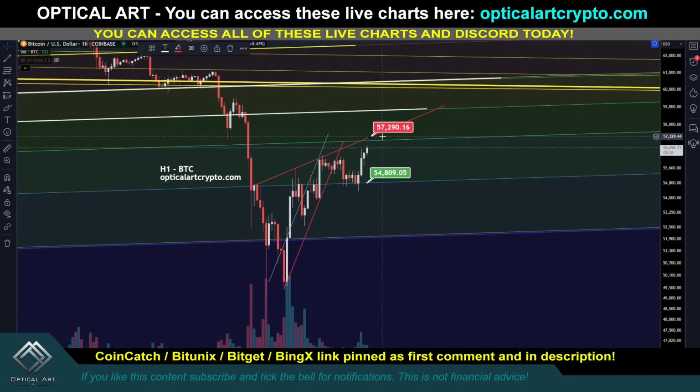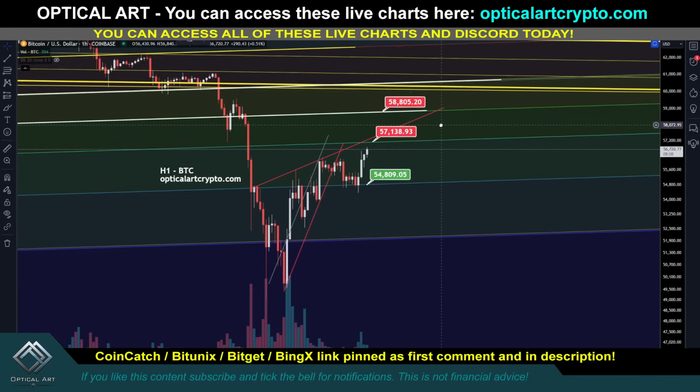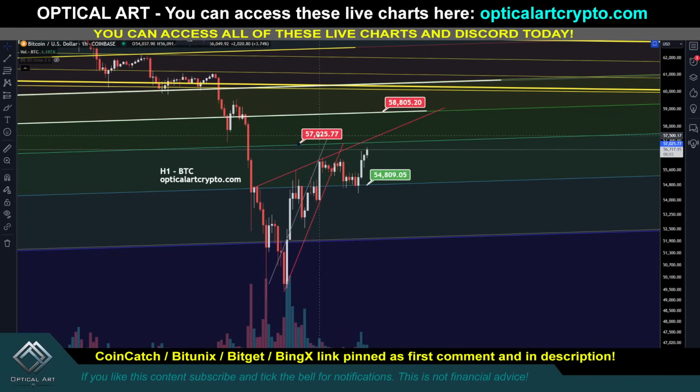Well, if we get above 57,290 or hold support above 57,138, then it's very likely we're headed up to potentially 58,800. We could get a wick up there and then come back down. But I'm just showing you this is how you play on the hourly. But again, you have this fib channel line, price will respect, and you have this trend line. So I'm saying use trend lines and use the fib channel lines.